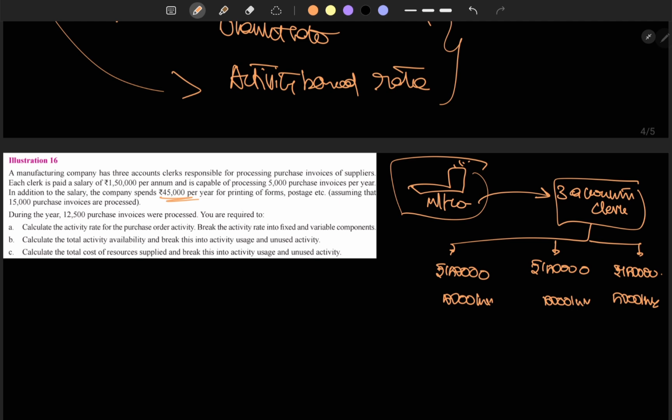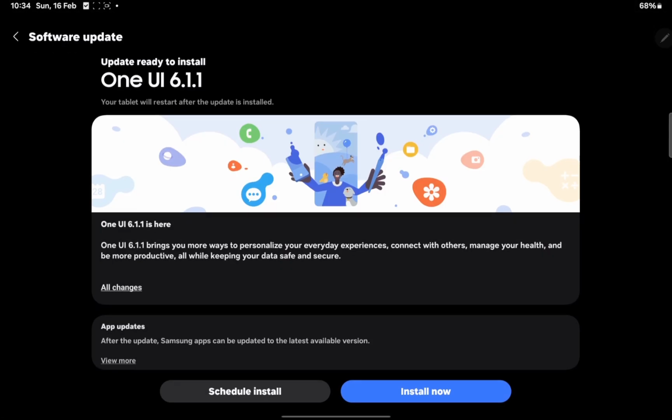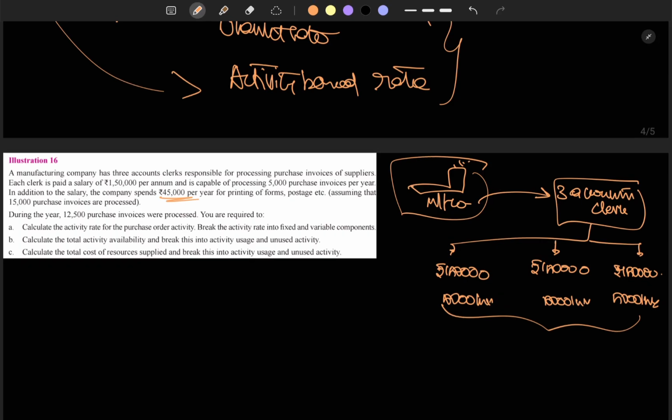assuming 15,000 purchase invoices are processed during the year. So this is the budgeted: 15,000 invoices. But the actual invoices are 12,500. This is what we have to understand.